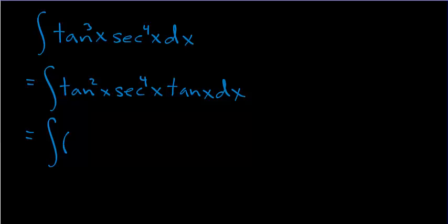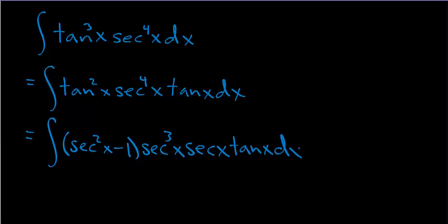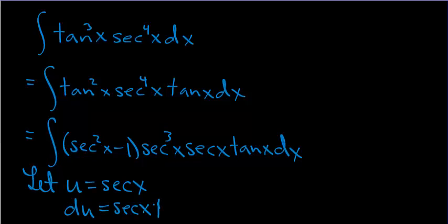I can rewrite tangent squared as secant squared x minus 1. And then, well, what about this? Yeah, that's right. Just take out a secant. See? That's brilliant of us, isn't it? Look how brilliant this move is, right? Because now, dig this, we can let u be secant. Then du is secant tangent. There it is.